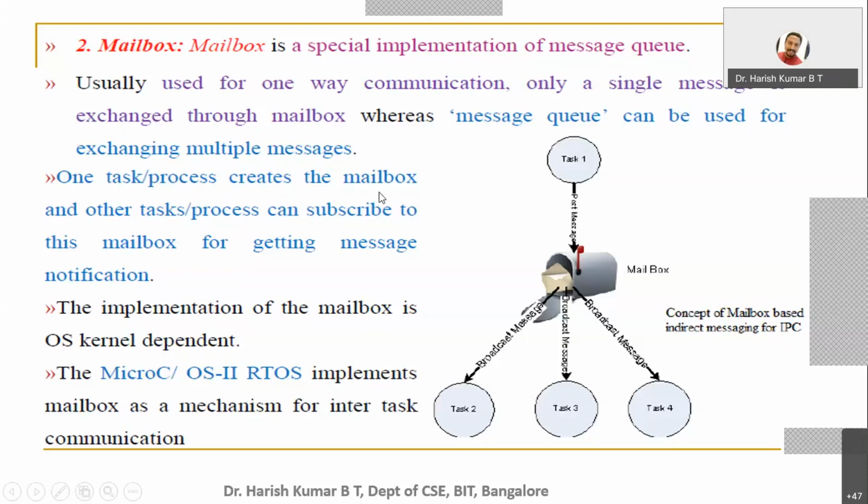One task or a process creates the mailbox here also. So one task will create a mailbox, and the other processes or tasks can subscribe to that mailbox. Whatever message this task posts to this mailbox will be broadcast to all the tasks which have subscribed to this particular mailbox. This is a simple extension of message queues, and it is most widely used for sending a message from one task to many tasks. So, one to many communication.